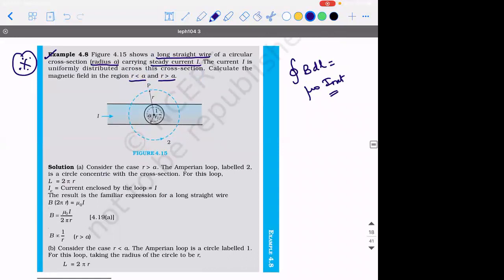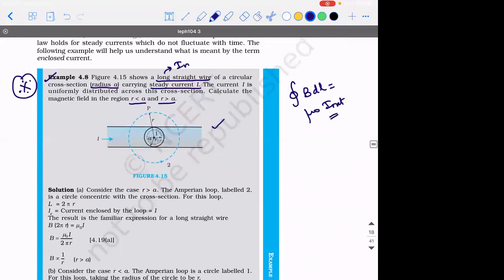So here in this figure, there is a long wire. What do you mean by long? Long means infinite length. So you have a long straight wire of circular cross section of radius A, and it is carrying a steady state current I. And noted here is the current I is uniformly distributed over the cross section.